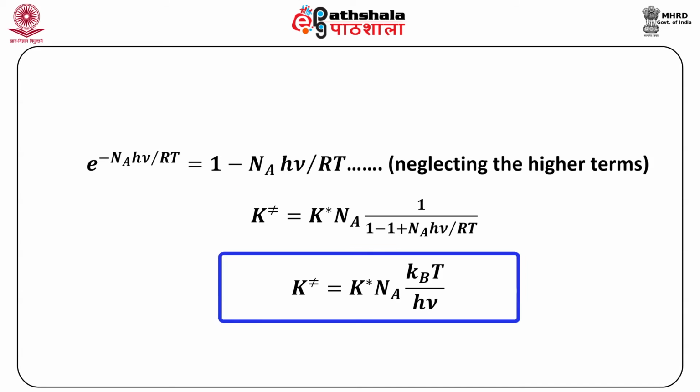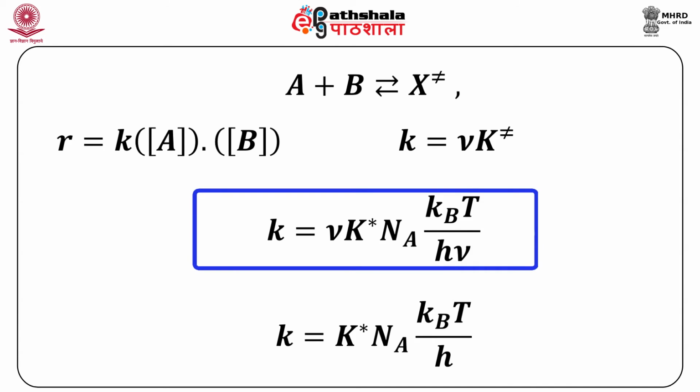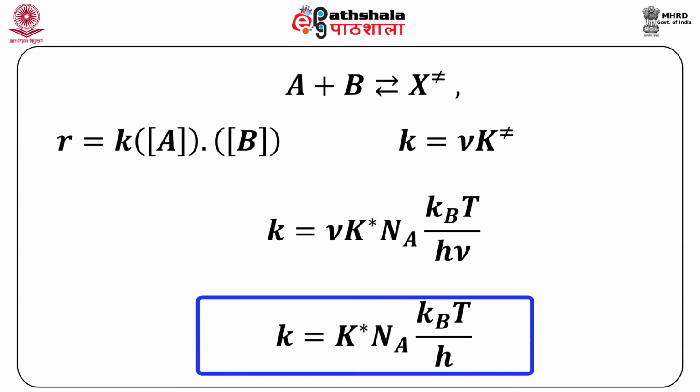This further simplifies to equilibrium constant equals K* into NA into kBT by h into frequency, where frequency is the term responsible for breakage of the bond. For the reaction A plus B giving transition state complex, we expressed the rate as frequency into capital K, that is the equilibrium constant, into concentration of A into concentration of B. Now substituting the value of the equilibrium constant gives us the rate as well as the rate constant for the reaction. So we get rate constant as frequency into K* into NA into kBT upon h into frequency, which simplifies to k equals K* into NA into kBT by h.